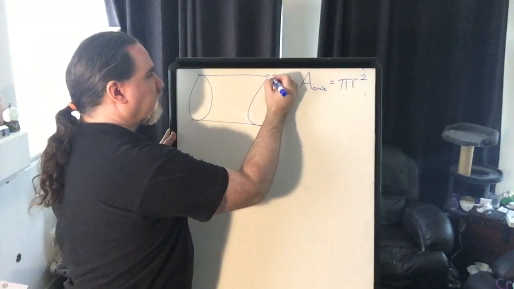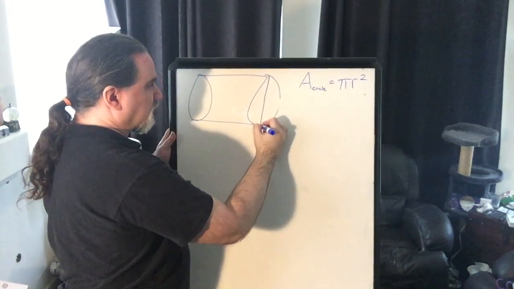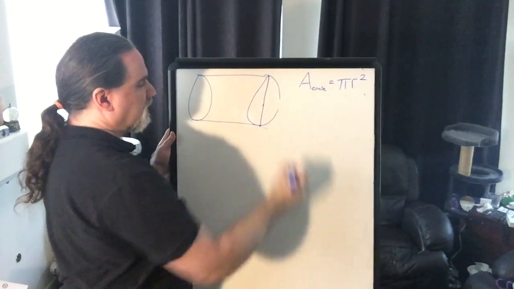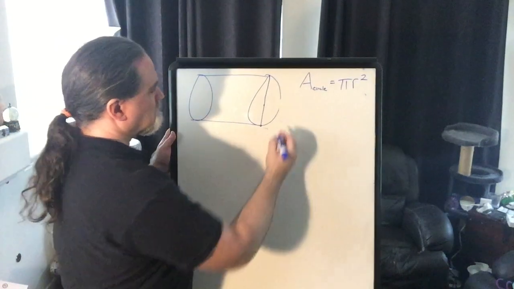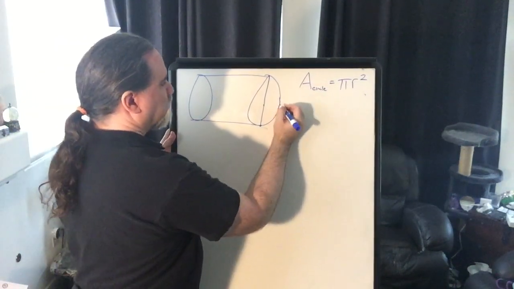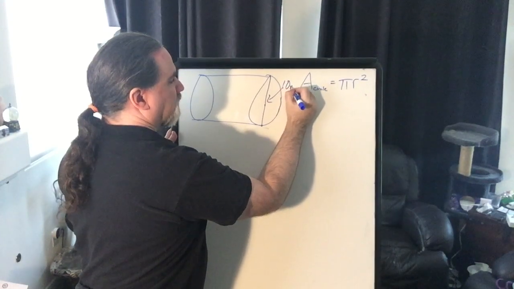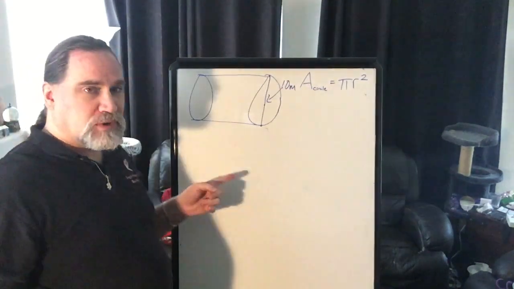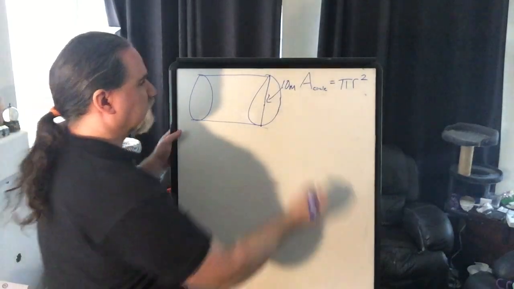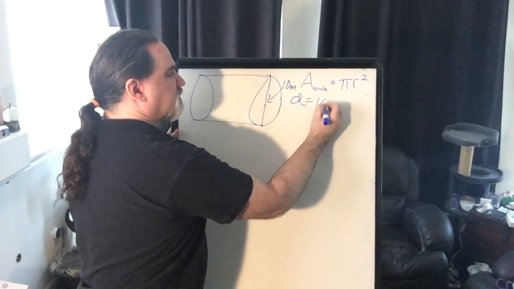Okay. Well, what if I'm given the diameter? What if I'm given the whole length all the way across and told that that was, let's make it easy on myself, we'll make that 10 meters. Well, what if I'm given that? Well, that's the diameter. So the diameter is 10 meters.